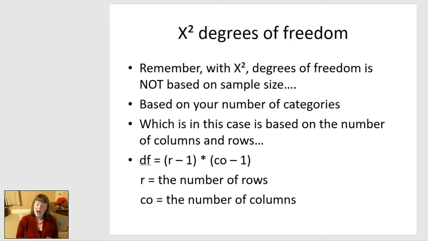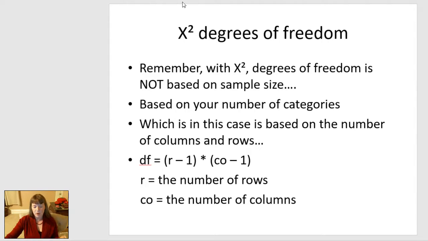Well, remember, a chi-square degrees of freedom is not based on sample size. Rather, it's based on the number of categories that you have. But in a chi-square test of independence, we're going to treat each variable separately. And we're essentially going to do the number of groups you have minus 1 for each of your 2 variables, and then we're going to multiply them together.